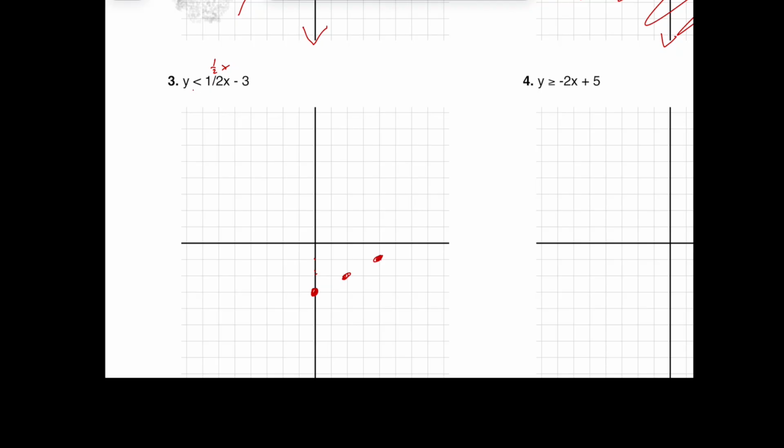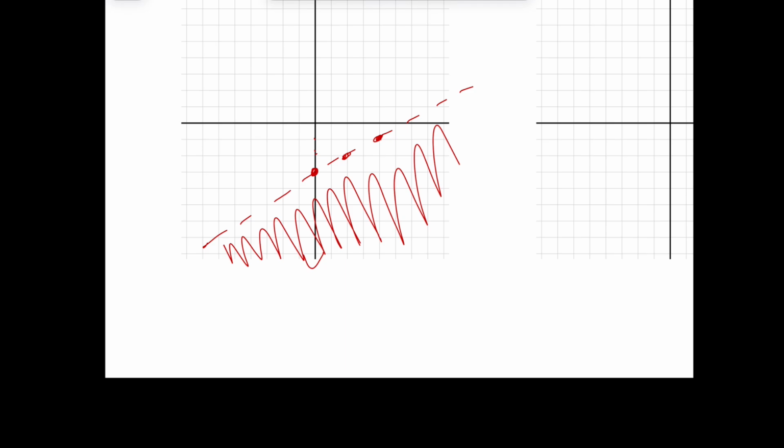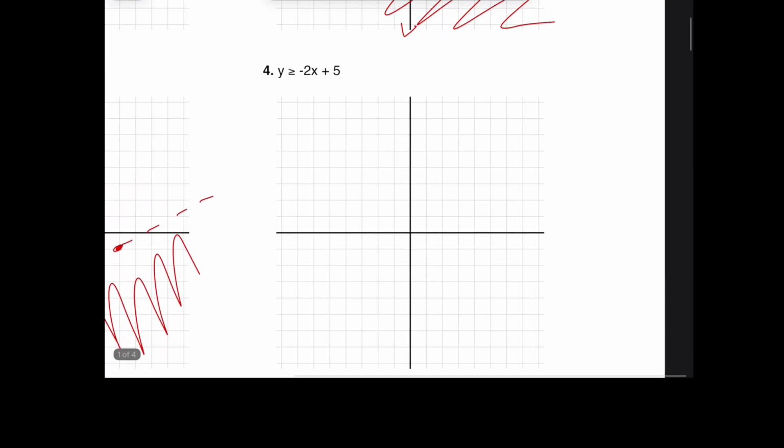There's no equal sign, so we're going to do a dashed line. And I want to do the side where the y's get smaller, so it's where the y's go down. So this is my shaded region. Okay? Let's go on to the next one.